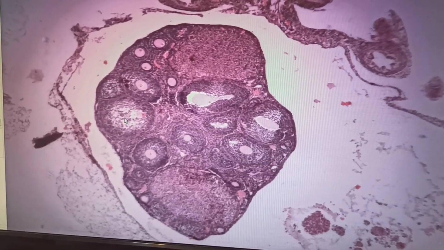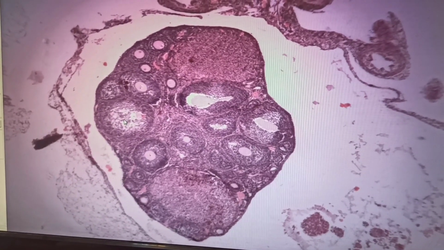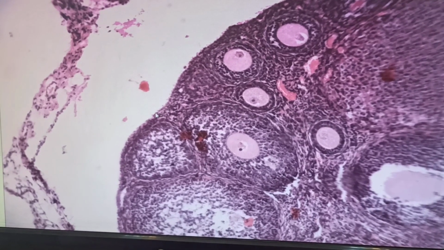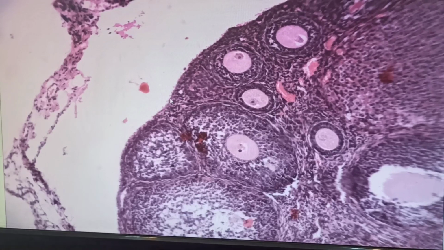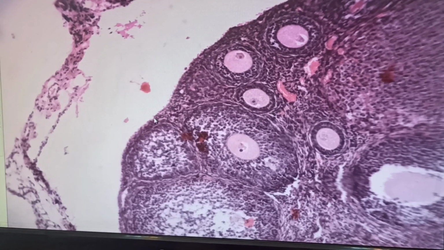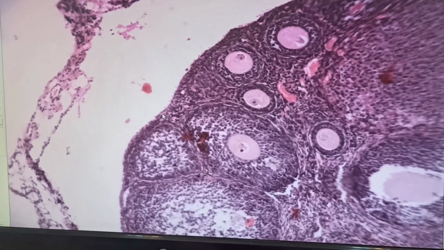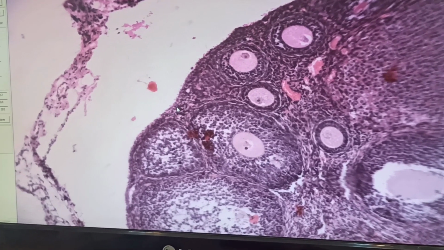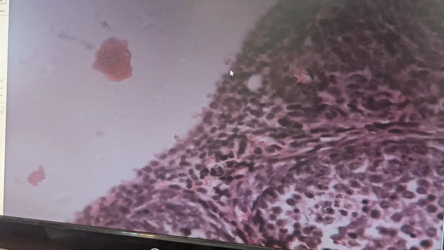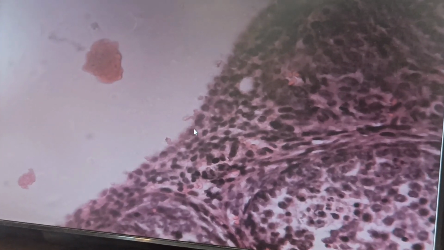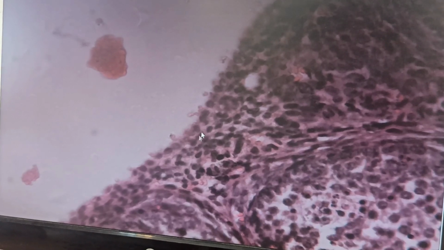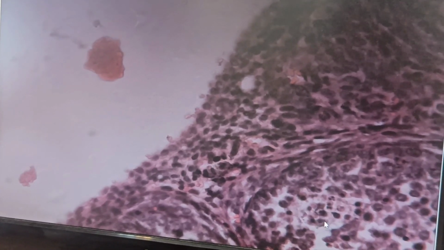I magnify to see more detail. The ovary is lined by simple cuboidal epithelium. You can see the simple cuboidal epithelium. I magnify. This epithelium is called germinal epithelium. Immediately under that we have the tunica albuginea, a dense connective tissue, and then some follicles.